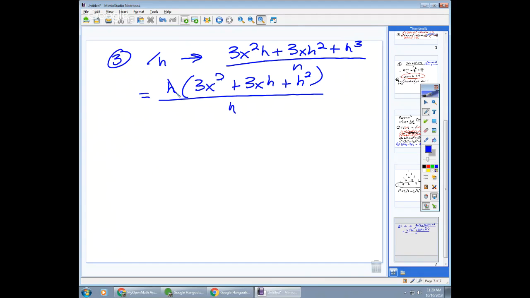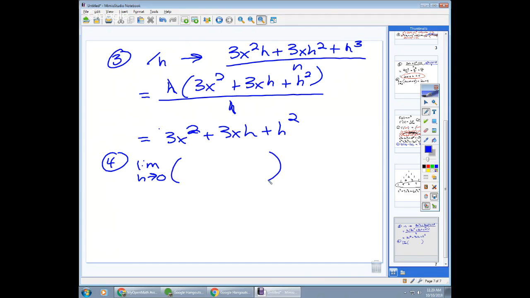A number divided by itself is 1. 1 times something is itself, and the only thing left is in the parentheses, so I get 3x squared plus 3xh plus h squared, and I'm ready for step 4. Take the limit as h goes to 0 of that. What's left? Just the 3x squared.